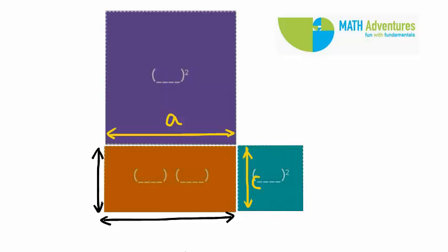Now, compare the length and breadth of your orange rectangle with the purple and the blue squares. Is its length A and breadth C? Note its area on the rectangle itself.